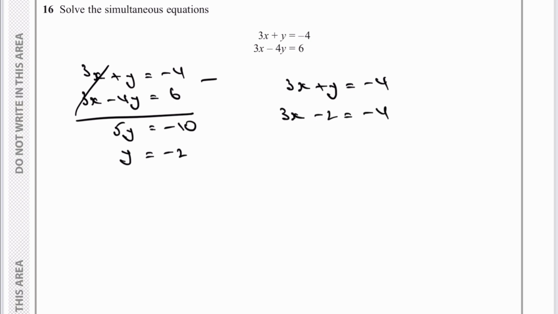Okay, so therefore if I add 2 to both sides, I'm going to get 3x equals minus 2, divide through by 3, and I get x equals negative 2 over 3. And that's the two answers to the question.